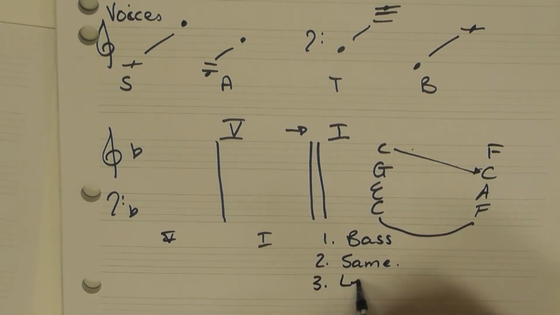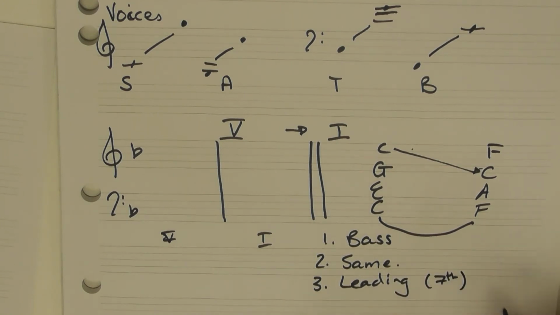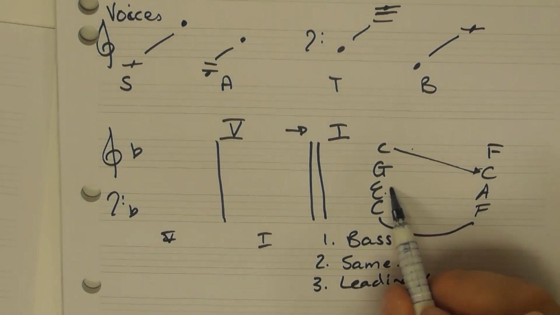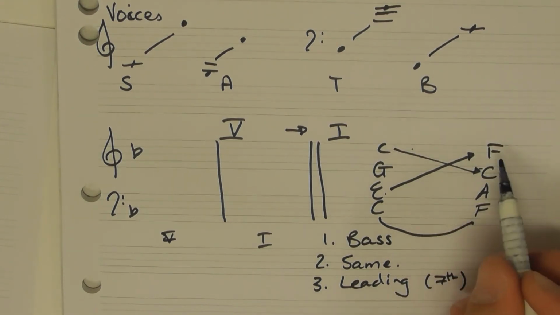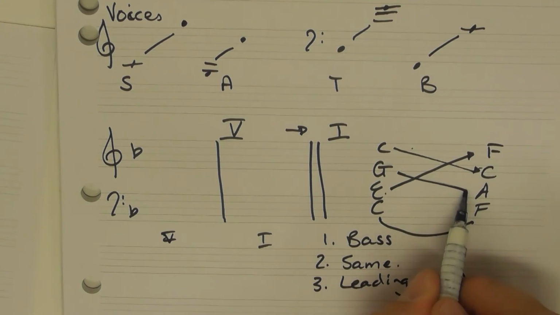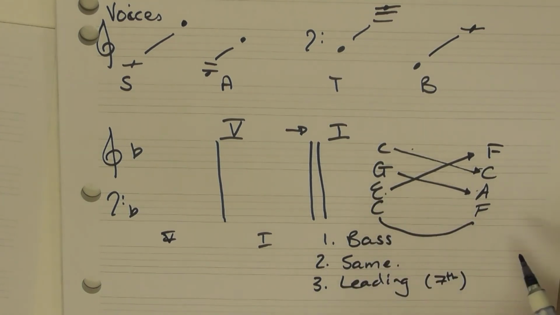Step 3, you want to find your leading tone, which remember is the 7th note of the scale. So we're in F major, the letter before F in the alphabet is E. So we're going to go from E to F major. E to F. And then what's left should be stepping up, G to A.